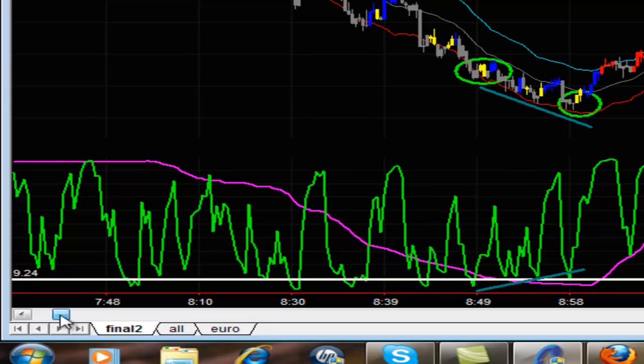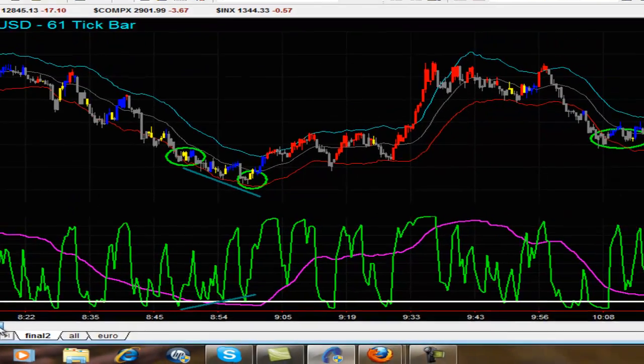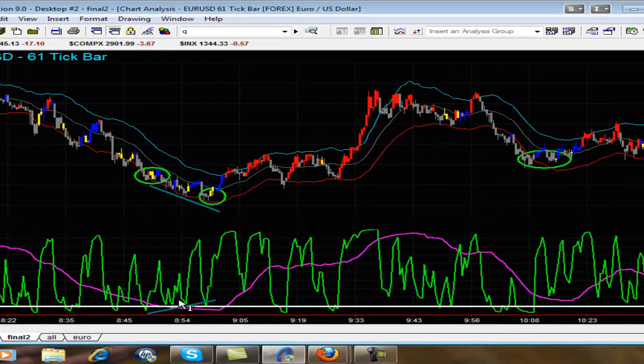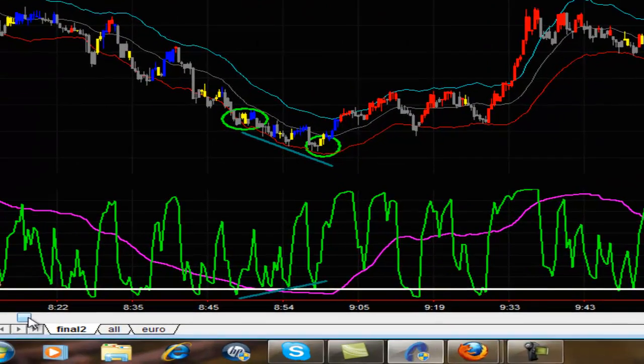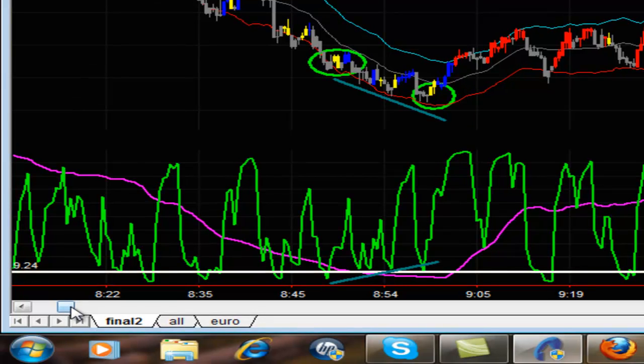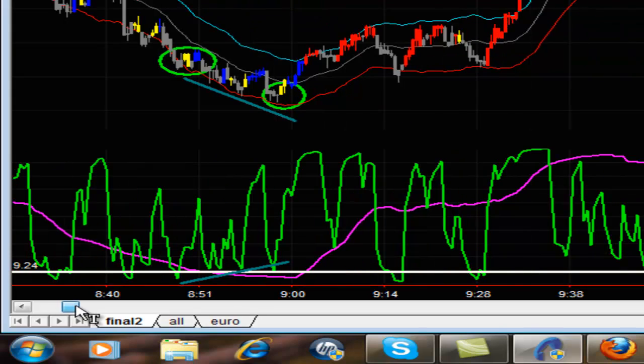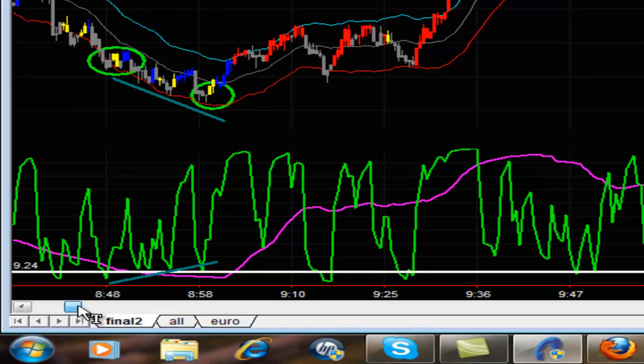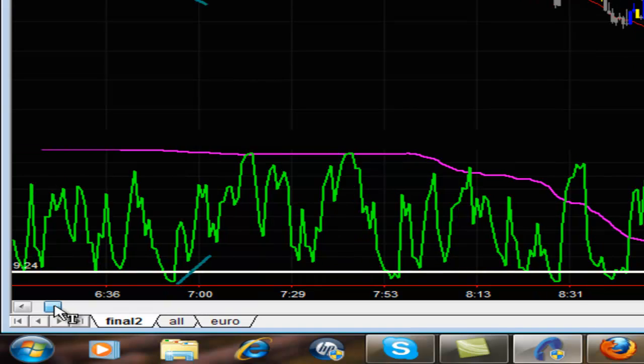You'll notice right away some of our best entries are made when our green RSI has divergence. That's not always the case with the ES and some of the other charts, but on the Euro, it definitely seems to be a good spot to make trades, and definitely add divergence into each one of your trades. It's not always going to be the case, but if you can spot divergence, it's going to be a more practical and better entry.